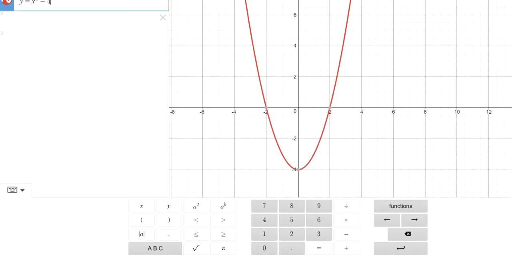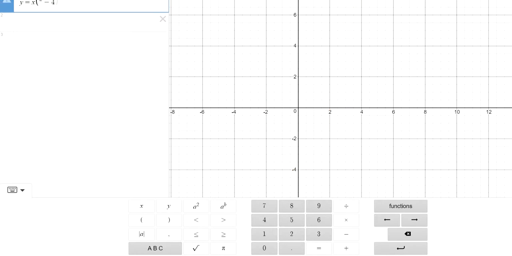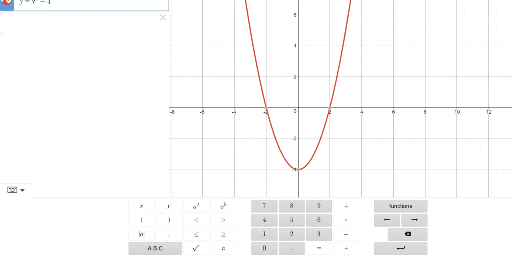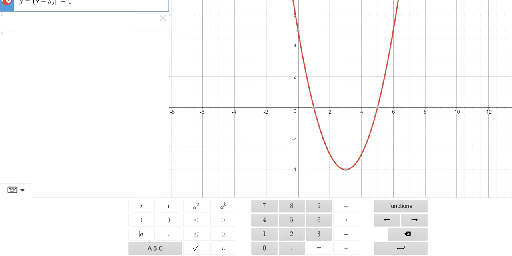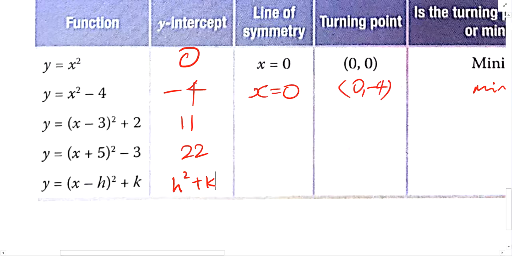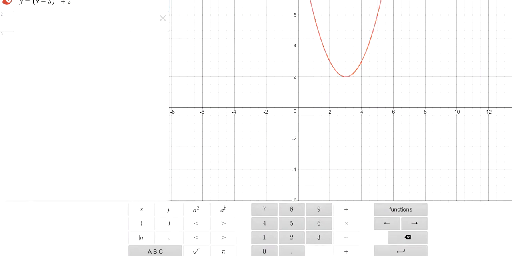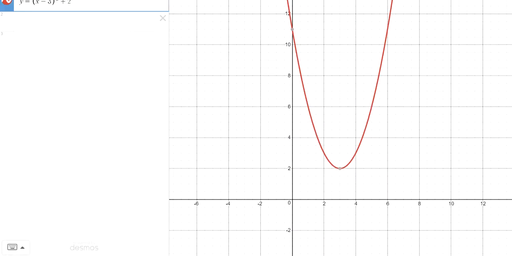X minus 3 square plus 2. Is that correct? Yeah, okay. X minus 3 square plus 2. Remember, let's check out the y-intercept first. You were thinking that it's 11. Is it correct? Oh, yeah, it's 11. Over here. Y-intercept is 11.